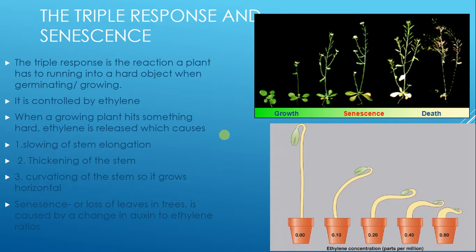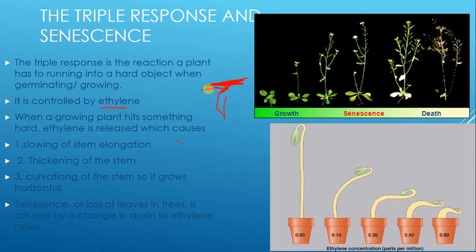The triple response in plants is how plants react when they're growing and they're running into a hard object, and is controlled again by ethylene. So when a plant that's growing hits something hard, so let's say it's growing and there's a brick. Maybe this is the dirt and it is running into pavement. Ethylene is released by this tip, and it causes the stem to slow its elongation, to thicken at this tip, and then to curve and to start to grow sideways.